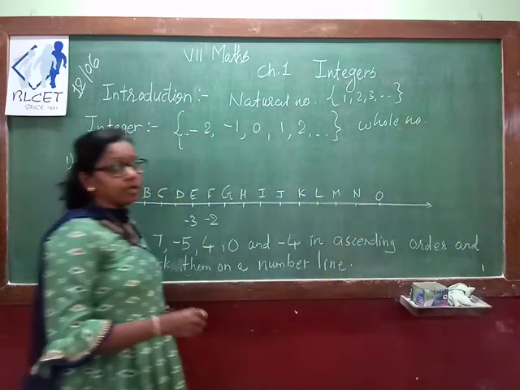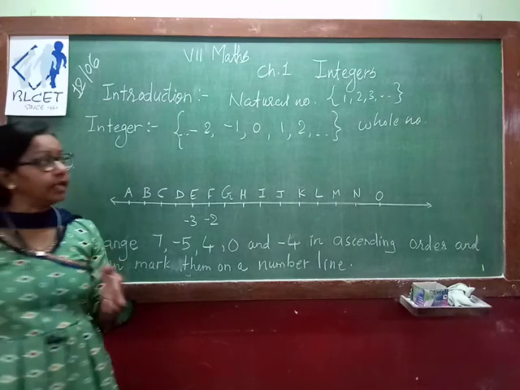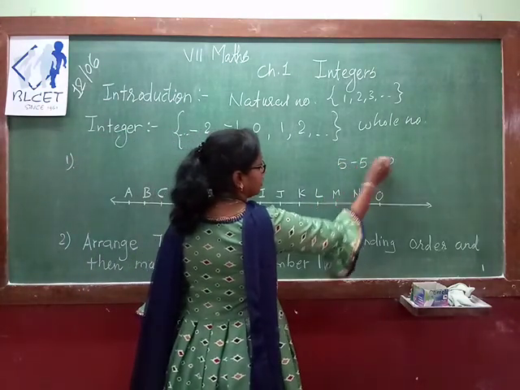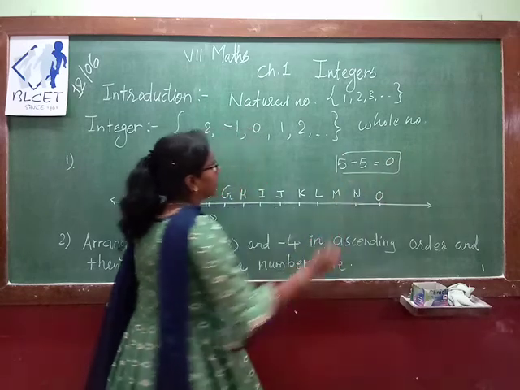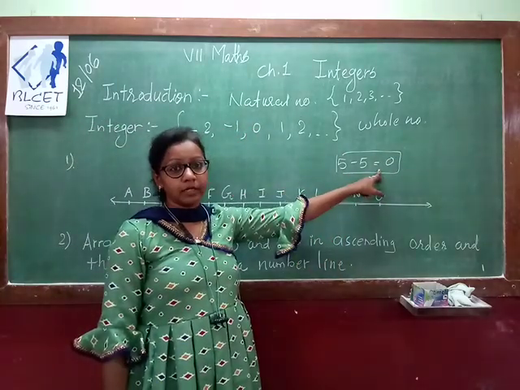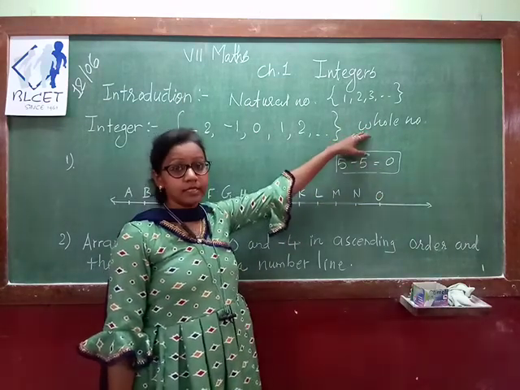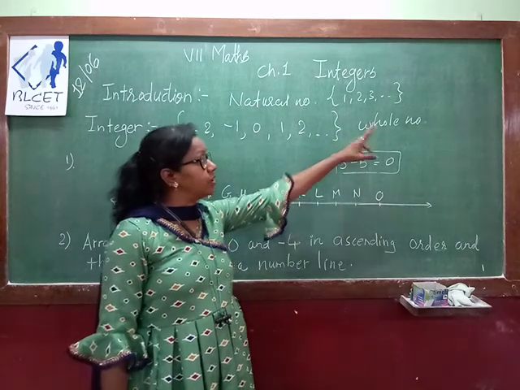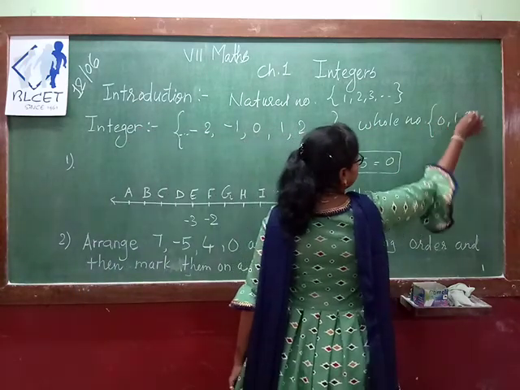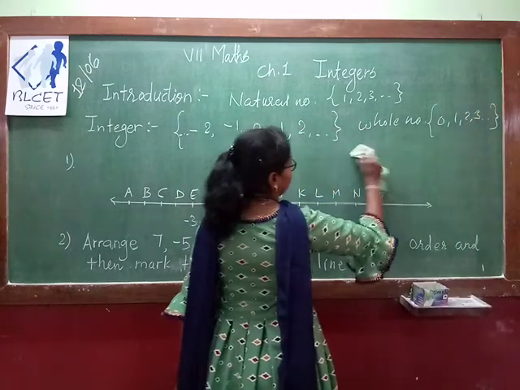Why do we need whole numbers? Suppose you subtract 5 from 5, that is 5 minus 5. What are you getting? 0. Okay, if you consider the natural numbers, 0 is not there in the natural numbers. Just because of this reason, a new set of numbers comes into the picture, that is the whole numbers, which includes 0. 0, 1, 2, 3 and so on. Okay, this much we have learned.